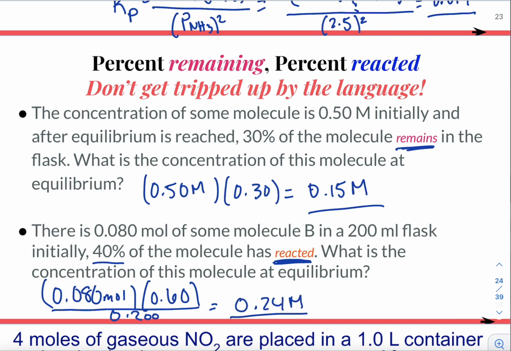So you want to make sure you're paying attention to what the question is asking. If it says remains, then you would just multiply by the percentage they tell you. If it says reacted, multiply by 100 minus that percent.